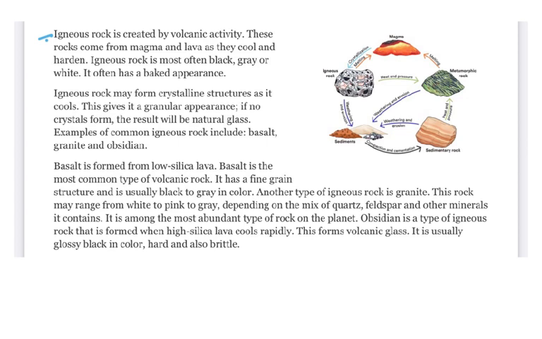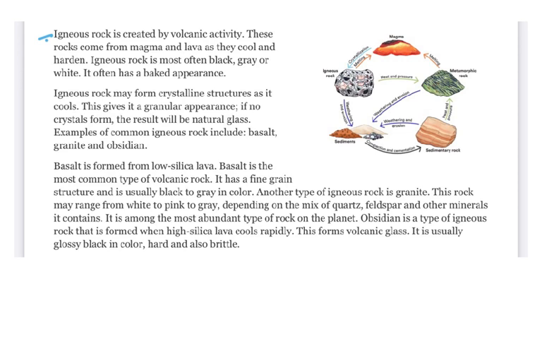Igneous rock is created by volcanic activity. These rocks come from magma and lava as they cool and harden. Igneous rock is most often black, gray, or white. It often has a baked appearance. Igneous rock may form crystalline structures as it cools. This gives it a granular appearance. If no crystals form, the result will be natural glass. Examples of common igneous rock include basalt, granite, and obsidian.